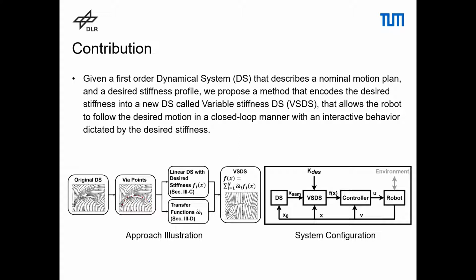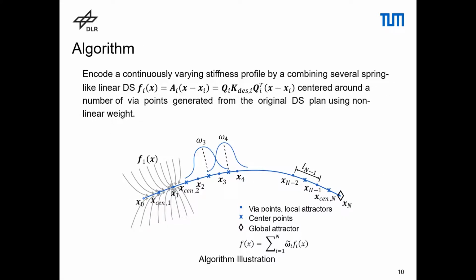The proposed dynamical system is built as a weighted sum of springs centered around the wire points generated from an original dynamical system describing the nominal robot motion. The algorithm we propose is that we encode a continuously varying stiffness profile by combining several spring-like linear dynamical systems using nonlinear weights. The linear dynamical systems center around a number of wire points generated from the original dynamical system.